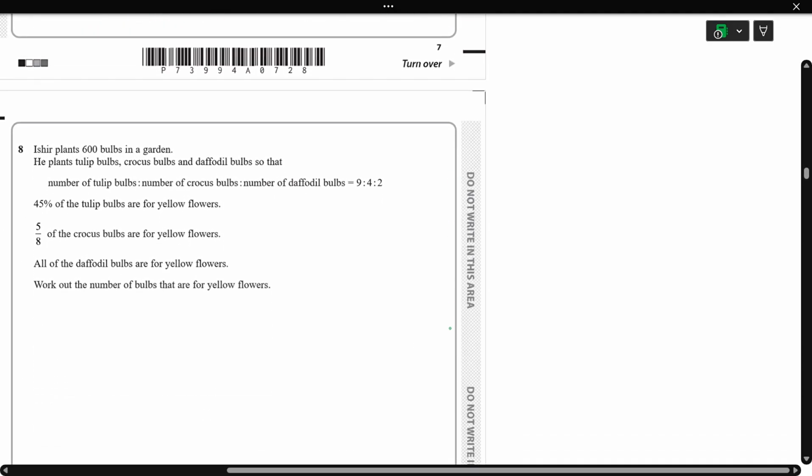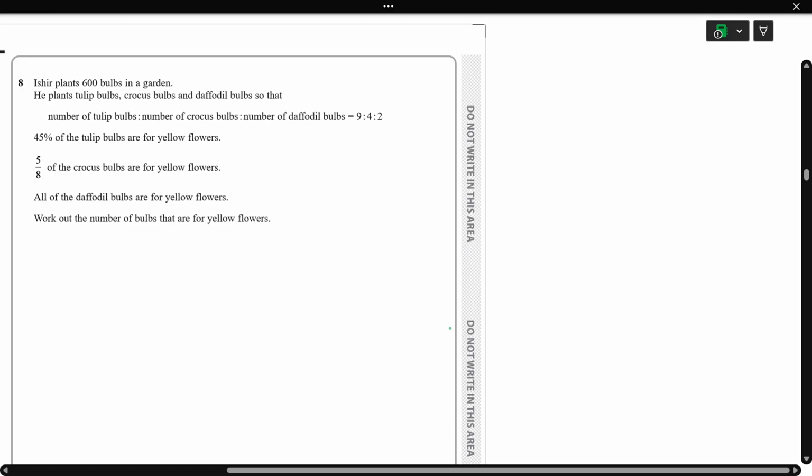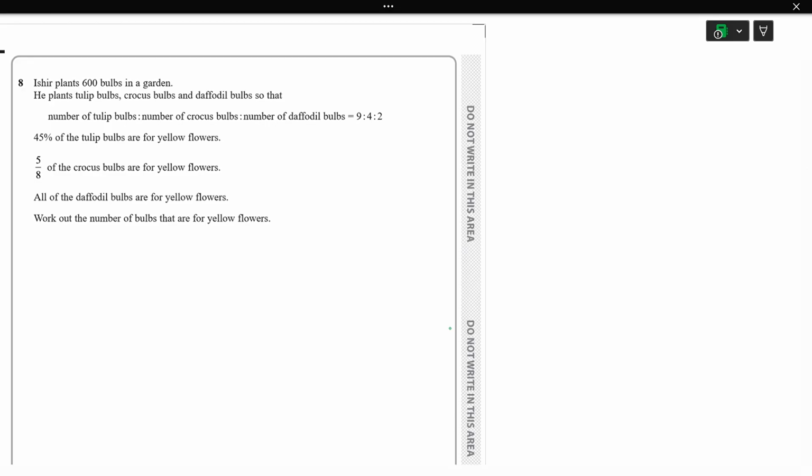So the next question is: he plants 600 bulbs in a garden. Okay, he plants tulip bulbs, crocus and daffodil. So the number of tulips, crocus and daffodils is 9:4:2. So first I need to calculate how many tulips, how many crocus, and how many daffodils.